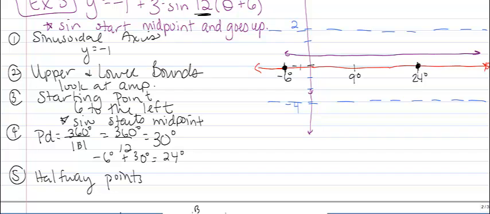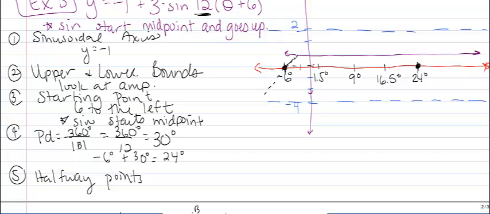And then in between our -6 and 9, we're going to have 1.5. Put that there. And then halfway between 9 and 24, we're going to get 16.5. So now it's up to you to determine what's going to happen. We know that our sine graph is coming up here.